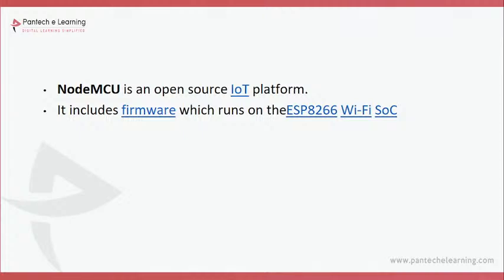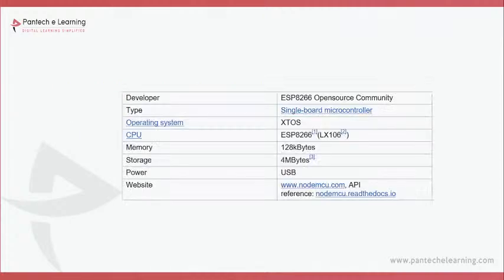So this NodeMCU is mainly used for the IoT platform. It's an open source IoT platform. It includes some firmware which runs on the ESP8266 Wi-Fi SoC. So these are some specifications of NodeMCU: who developed it, what operating system it has, the CPU, what processor it is using. The NodeMCU ESP8266 is the processor we are using. It has 128K bytes memory and 4 MB storage. For power, you connect it with USB.